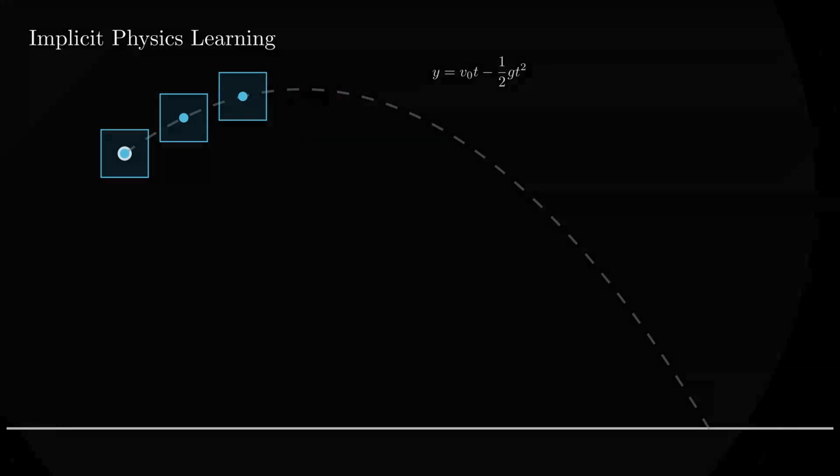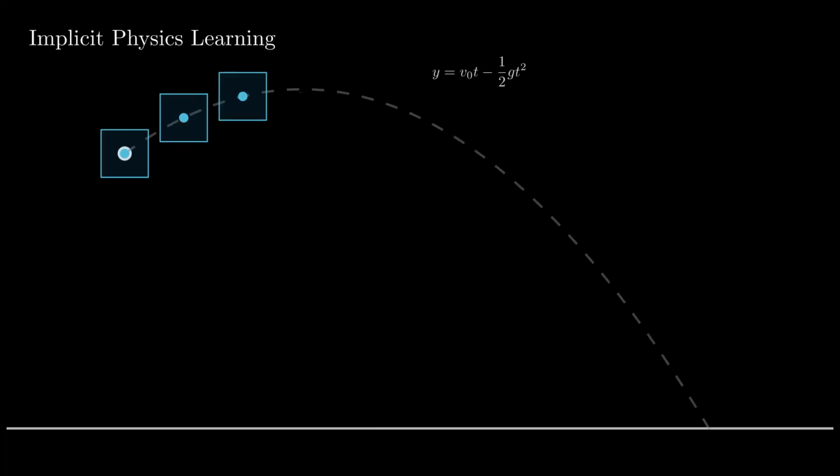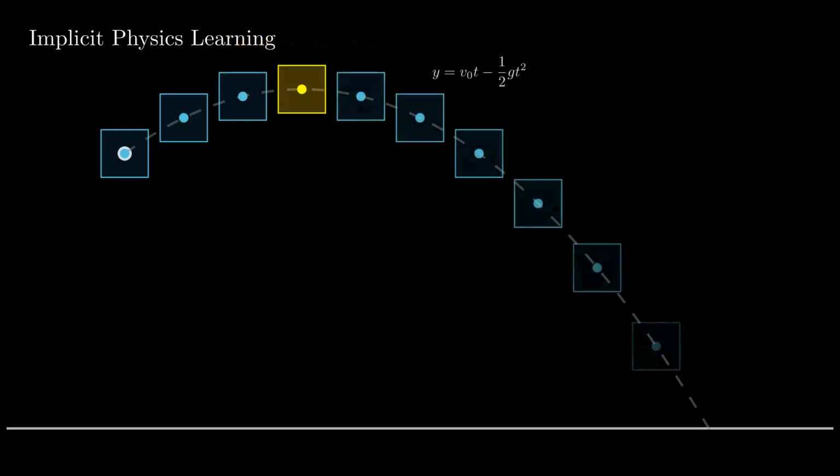The model analyzes these initial frames, the context, and asks a simple question. Based on these pixels, where should the patch go next? It doesn't calculate velocity or acceleration. It simply predicts the most probable next patch that continues the visual pattern it learned from watching millions of videos. When this process repeats frame after frame, a physically accurate trajectory emerges. The model has essentially learned gravity, not by studying Newton, but by observing the world.